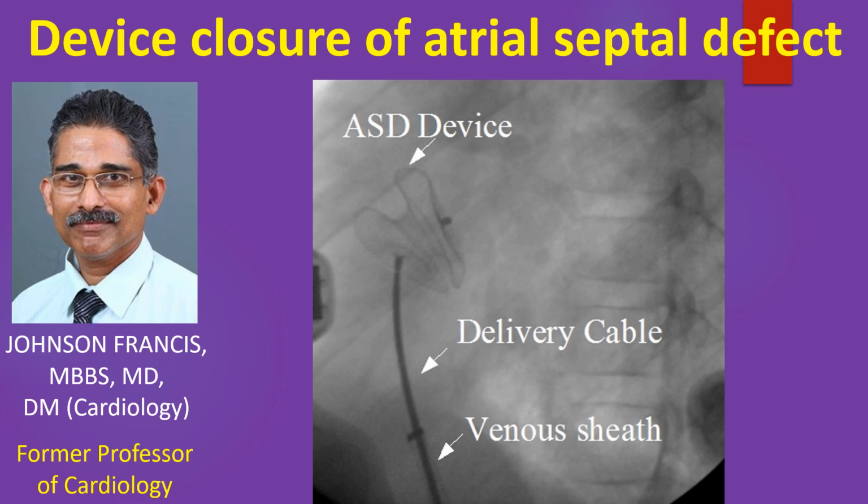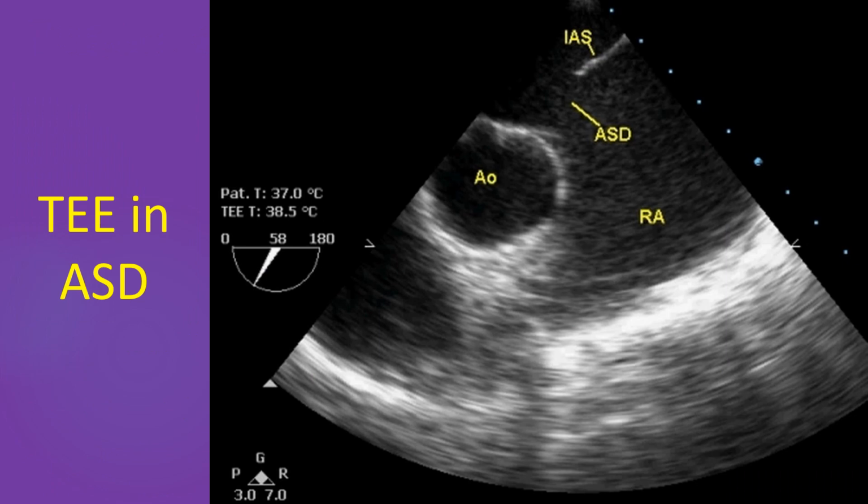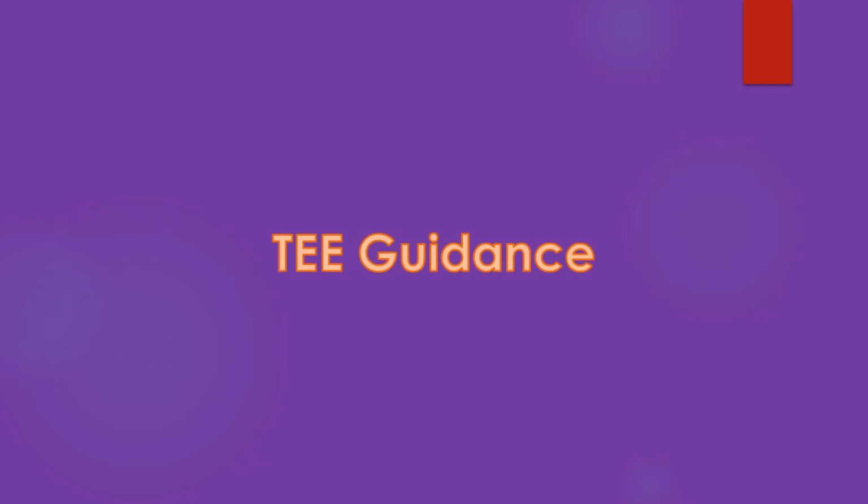Discussion on device closure of atrial septal defect. Device closure of ASD is suitable for secundum ASD with a good rim all around for holding the discs together. Transesophageal echo is done to assess the superior aortic and mitral rims as well as the total septal length. It is ideal to have TEE guidance during the procedure as well.